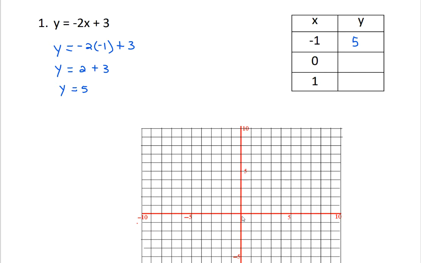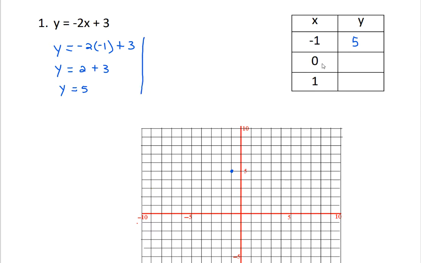Remember, the way that we plot a point on the graph is we start at the origin, or 0, 0, and then we do our x value first. -1 means we would travel to the left 1 space, and then +5 would have us go up 1, 2, 3, 4, 5 spaces. So I'm plotting a point there. All right, now let's go to the next value.